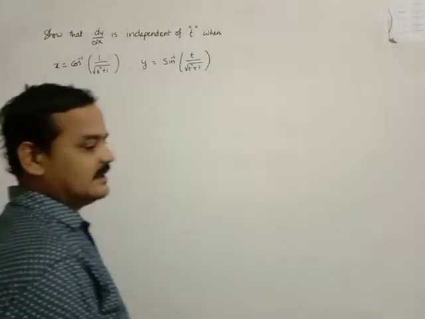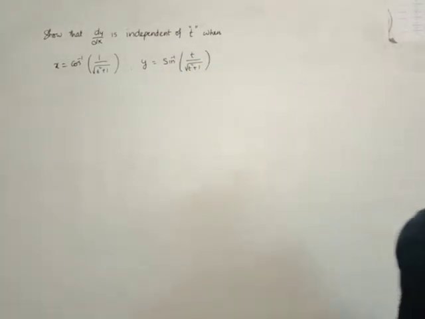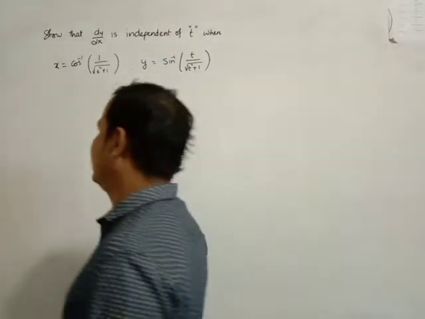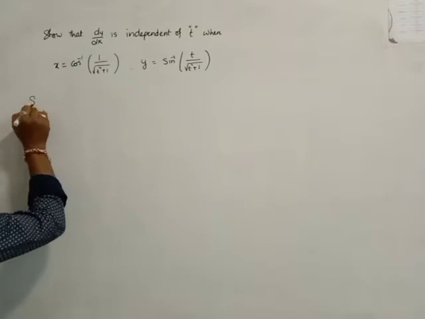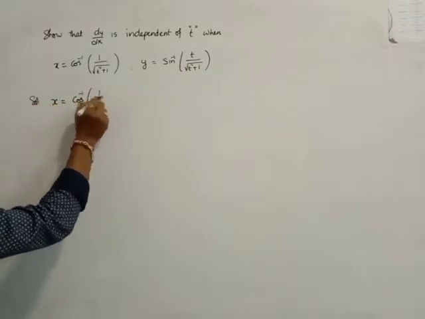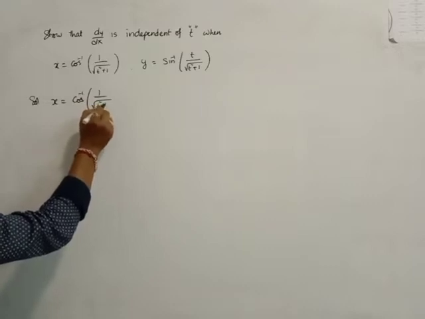What did I do? x is equal to cos inverse of 1 by root over t square plus 1, y is equal to sin inverse of t by root over t square plus 1. What I need to show is that finally the derivative does not contain any t. That is the meaning of independent of t. Okay, go for the solution. First of all, x is equal to what is given? Cos inverse of 1 by root over t square plus 1.